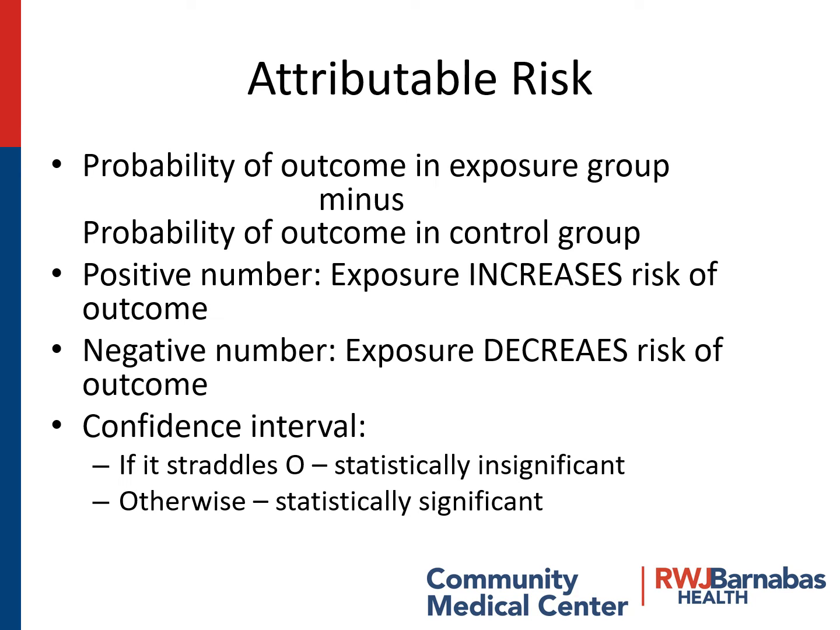There's attributable risk, which is the probability of the outcome in the exposure group minus the probability of the outcome in the control group. And this formulation means a couple important things. If the number is positive, exposure increases the risk of the outcome. And if it's negative, exposure decreases the risk of the outcome. Like if you're looking at the attributable risk of smoking on cancer, you're going to have a positive number because that's going to increase.